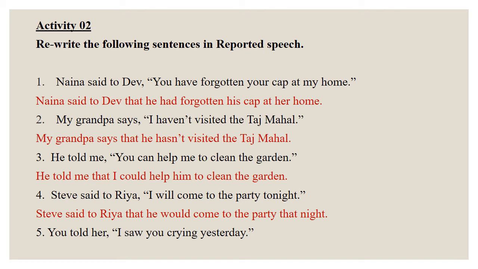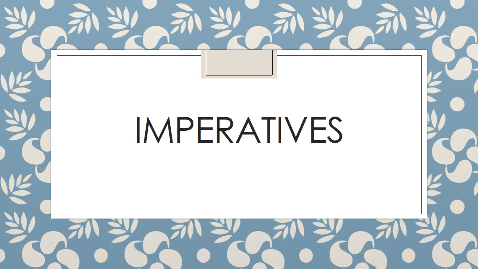Last one. You told her, I saw you crying yesterday. The answer should be, you told her that you had seen her crying the previous day. The last sentence belongs to rule number 2. I think you have recognized that. Both reporting verb and the direct statement are in past tense. Did you see that? Very good.